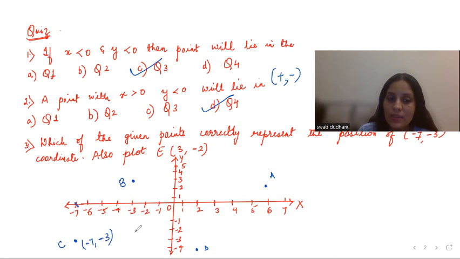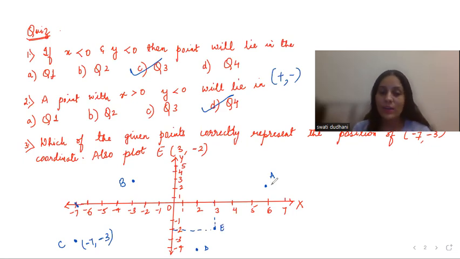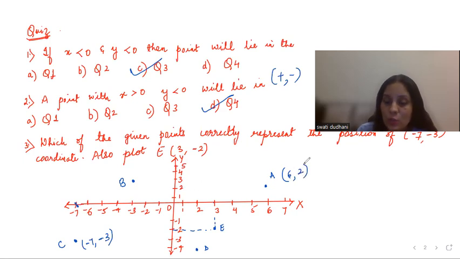So the x-axis value is -7 and the y-axis value is -3. Also plot 3, -2. So 3 on the x-axis and -2 at the bottom on the y-axis. So this is 3, -2, and this is point E. Now let us also find the other points. A: x coordinate is 6 and y coordinate is 2. B: it is at -3, and the y coordinate is 3. See, we have done that. And now D: x coordinate is 2 and y coordinate is -4.